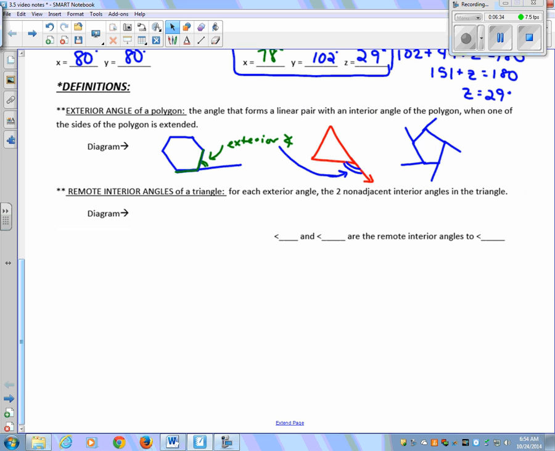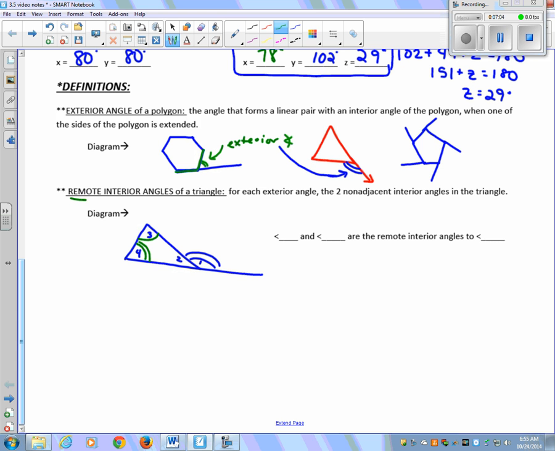For every exterior angle, this is just with triangles now. We don't talk about remote interior angles so much with other polygons, but with triangles, if we have this exterior angle here, it's forming a linear pair with angle 2, let's say. But then there's these angles 3 and 4. These angles 3 and 4 are called the remote interior angles.